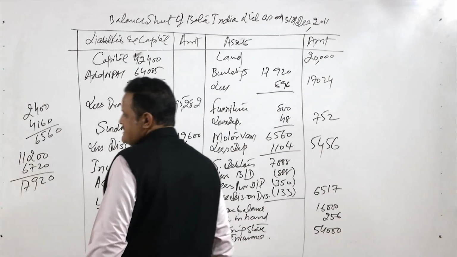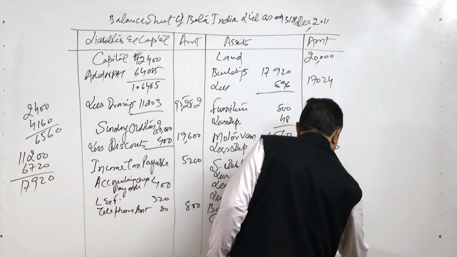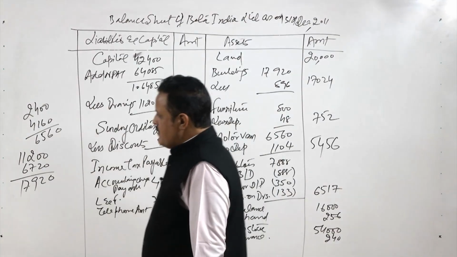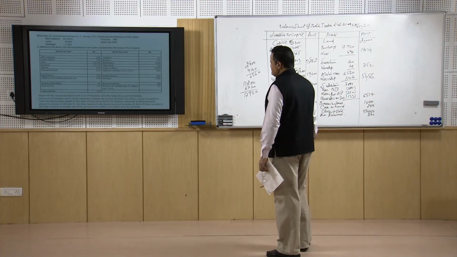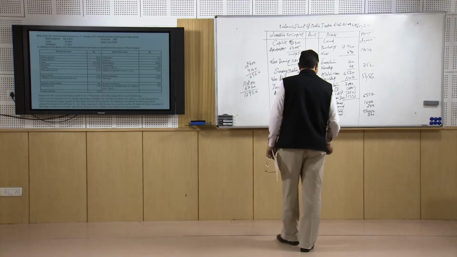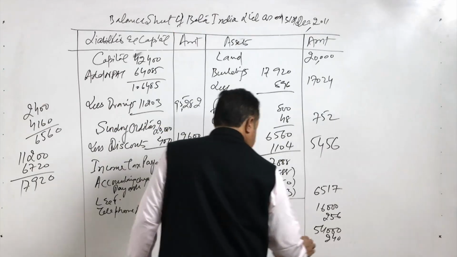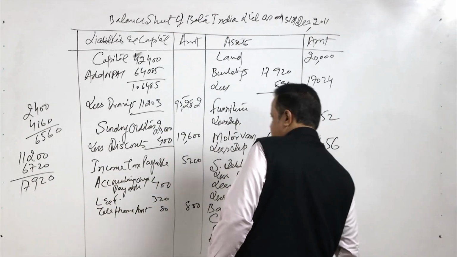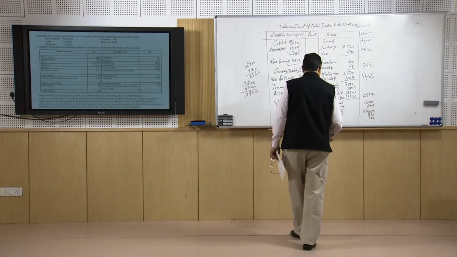Advance insurance is how much? Advance insurance is 240 rupees. Motor expenses, rates: advance rates are 160. And then we have motor expenses 480.